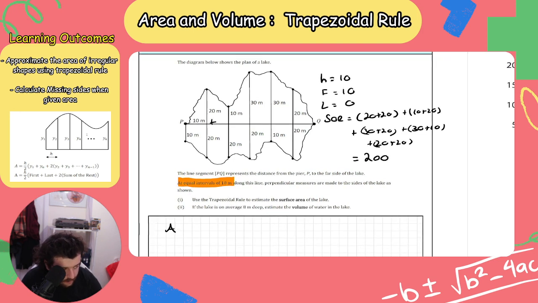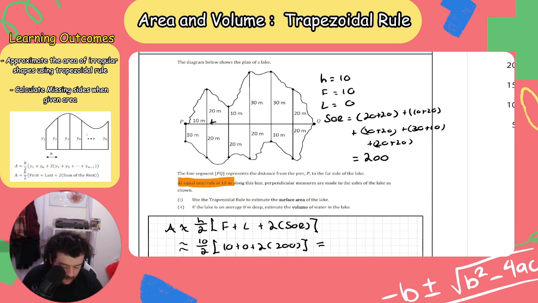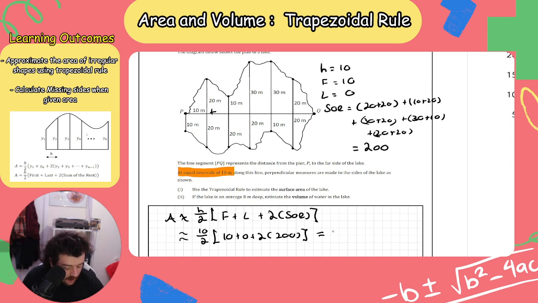So the area is approximately going to be, remember, h over 2 times first height plus last height plus 2 times sum of remaining. So 10 over 2 times 10 plus 0 plus 2 times 200. So 410 times 10 divided by 2. Put all this in my calculator, and I'm going to get the approximate area of this lake to be 2,050 meters squared. And that's going to be the approximate area, or the surface area, of this lake.